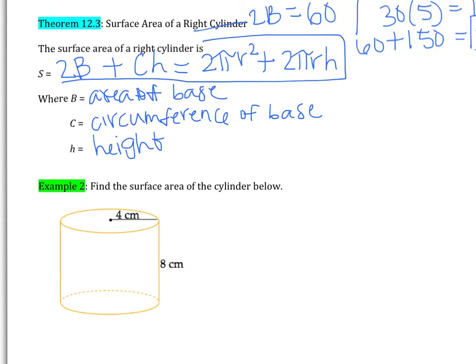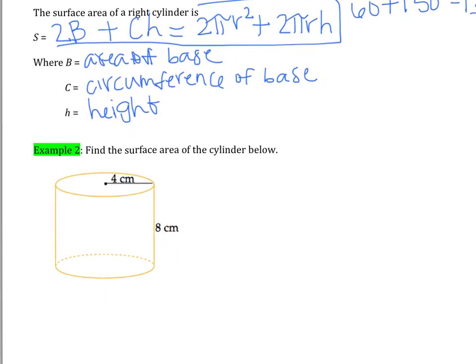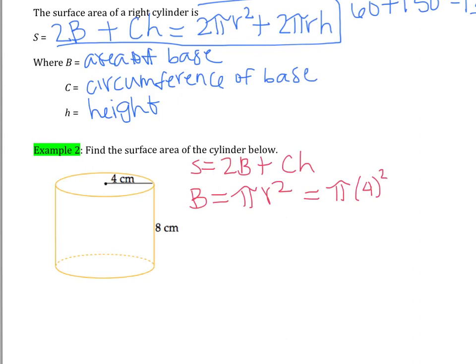So let's go ahead and do example 2, dealing with the surface area of this cylinder down here. I know that the surface area is equal to 2 times the area of the base plus the circumference times the height. I'm going to go ahead and find the area of the base first. I know it's going to be pi times the radius squared, and I know that my radius is 4, so this is going to be pi times 4 squared, which is 16, so this is going to be 16 pi.